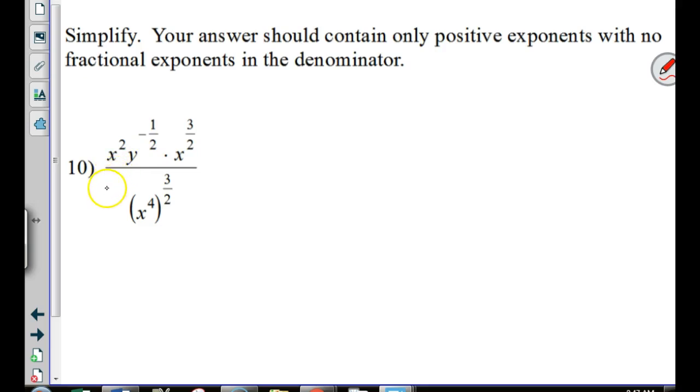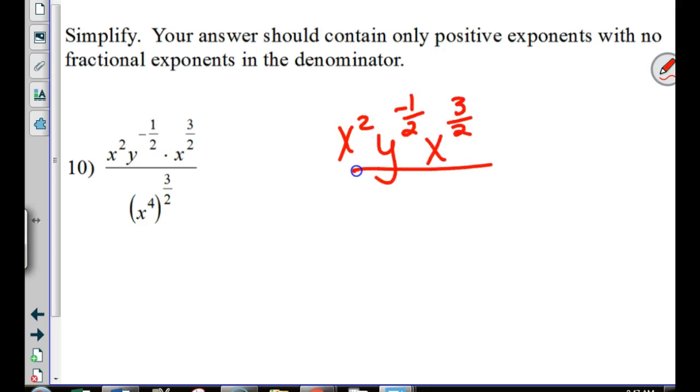What do you want to do this time? Get rid of this denominator business first. What is 4 times 3/2? Yeah. Everybody okay that it's 6? Okay. Now what do you want to do? I'll do it in any order you want. Jada, what do you want to do next?